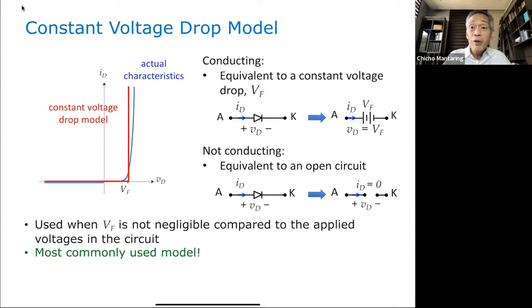Now, what if my applied voltage is 2 volts? Definitely 0.7 is not negligible. 0.7 is significant compared to 2 volts. And therefore, I should not use the ideal model. Instead, I can use the constant voltage drop model. Note that this is the most commonly used model, the constant voltage drop model.